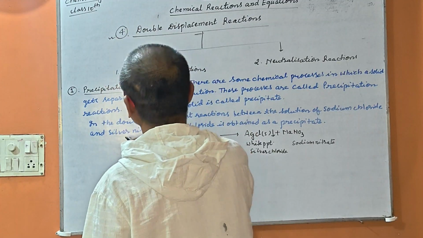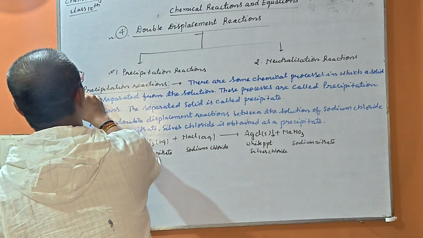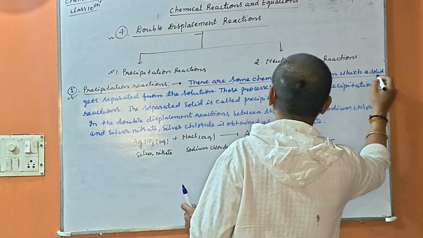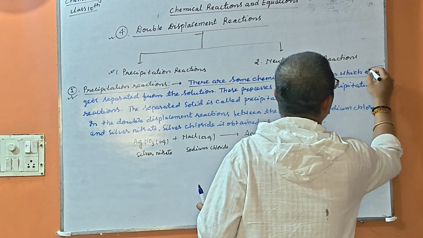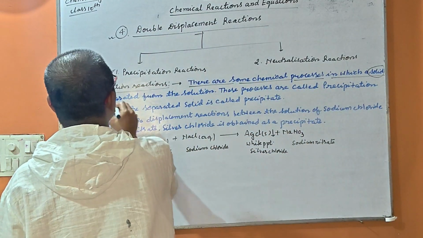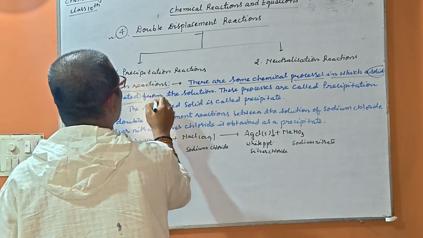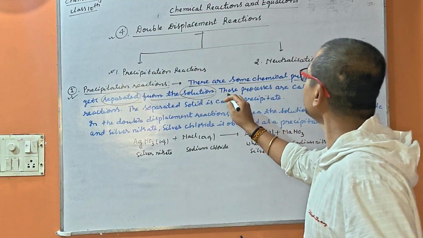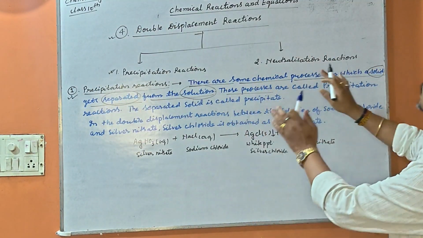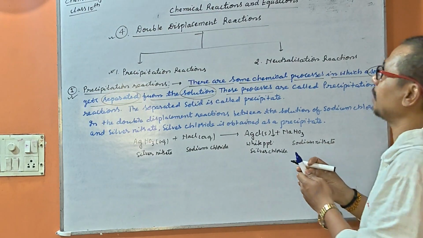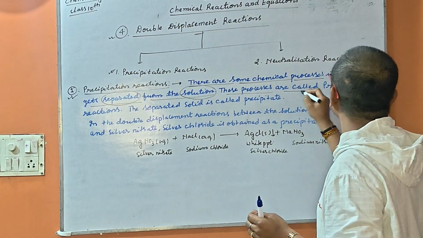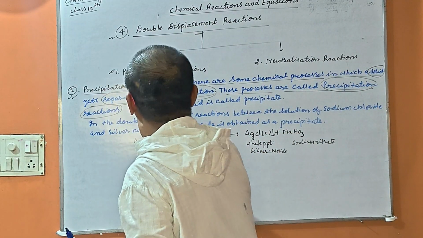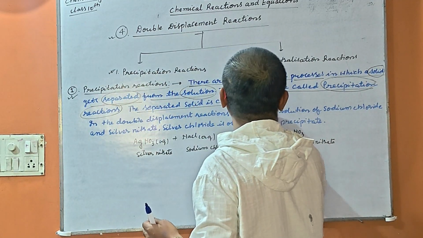So let us understand the precipitation reaction. There are some chemical processes in which a solid gets separated from the solution. These processes are called precipitation reactions. The separated solid is called precipitate.